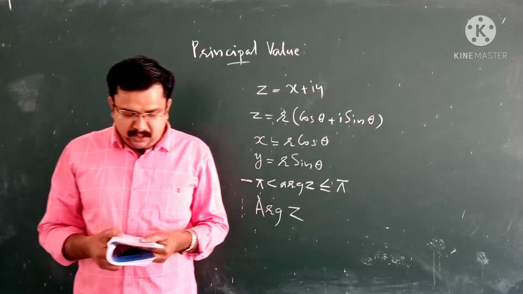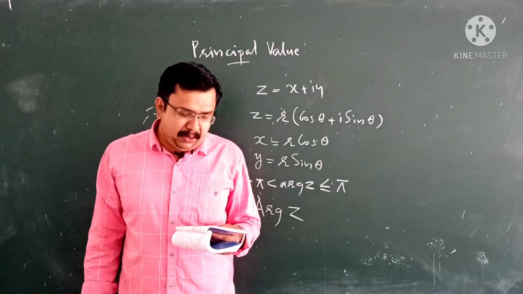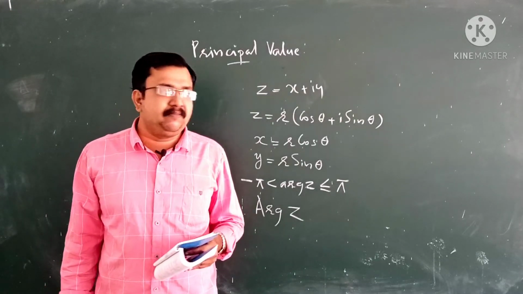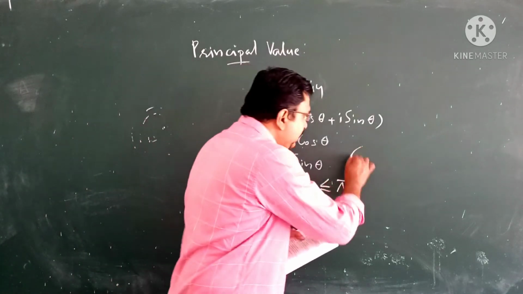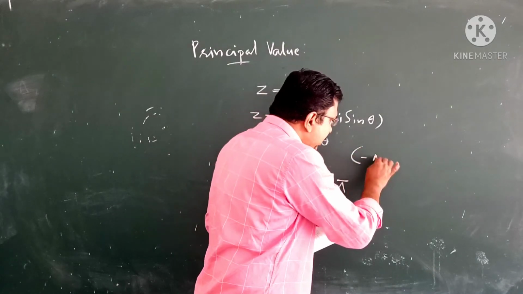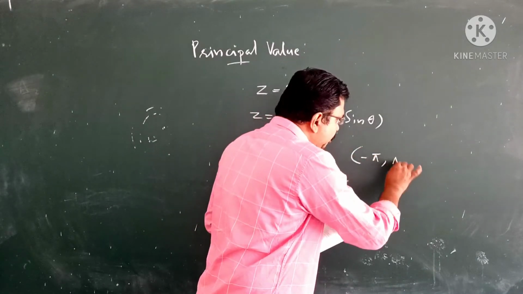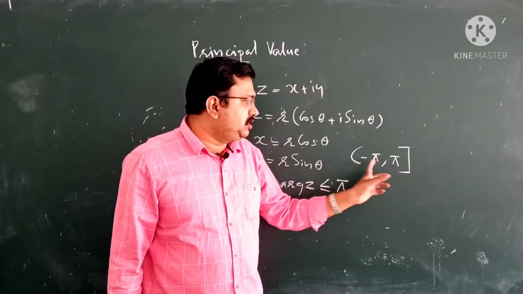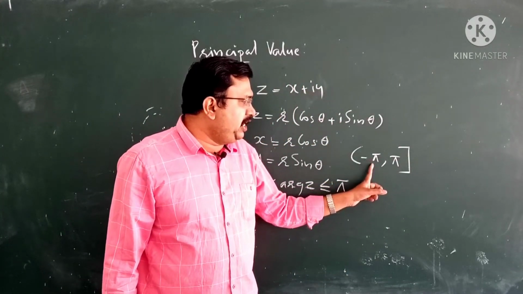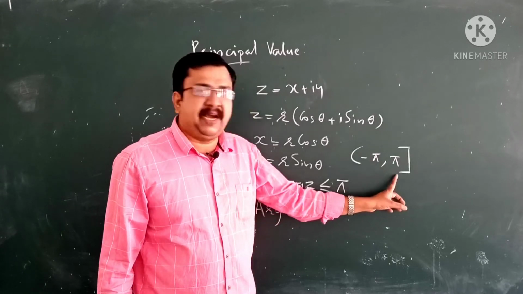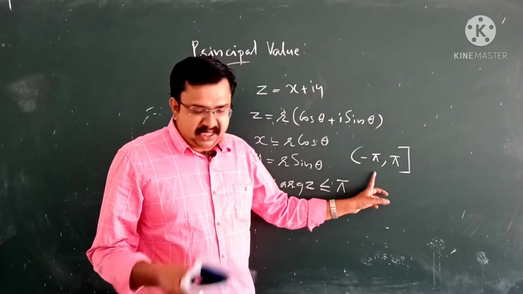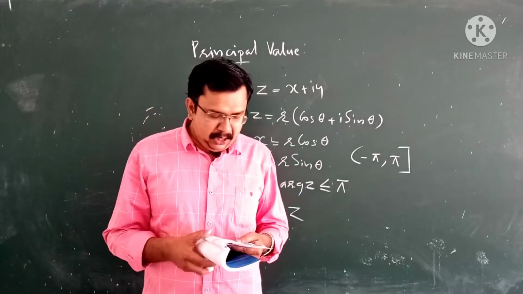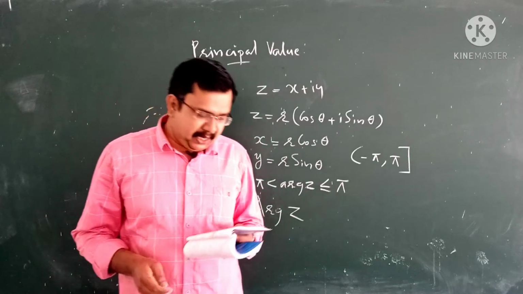Okay. Now remember that the range of the principal value is an open-closed interval. That is, its range is minus pi to pi, half open, half closed. That means minus pi is not included, but pi is included. Okay. This is the range of the principal value, the open-closed interval minus pi to pi.